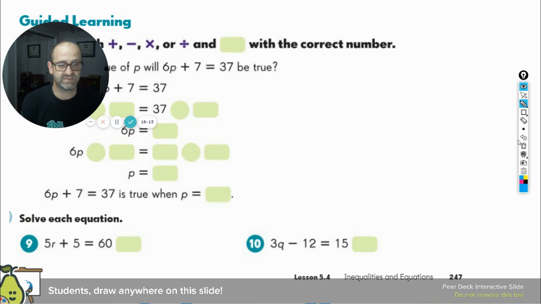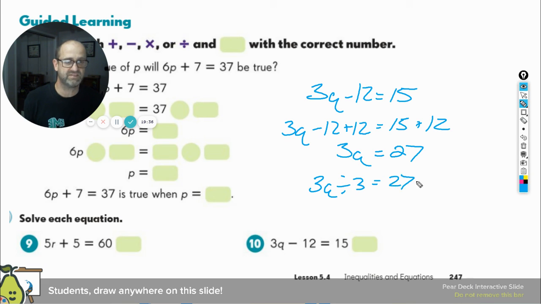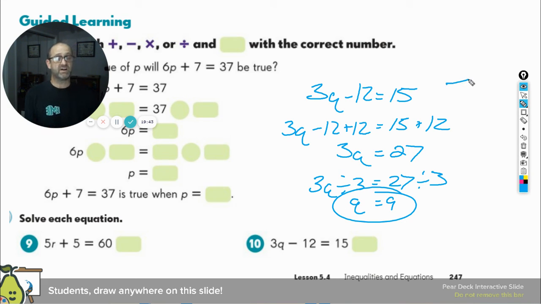Okay, and let's do the next one. 3q minus 12 equals 15. Always going to get rid of that 12. 3q minus 12 plus 12 equals 15 plus 12. That cancels itself out. You get 3q equals 27. 3q divided by 3 equals 27 divided by 3. Q there, you get 9 there. That's it. Again, all 5 of those lines should be shown.